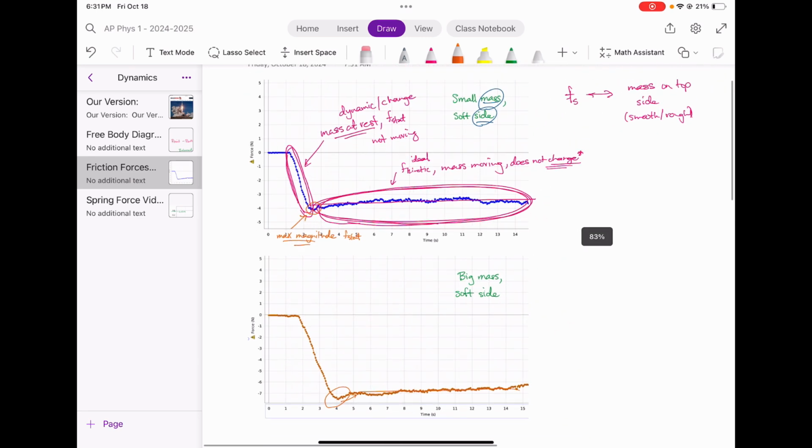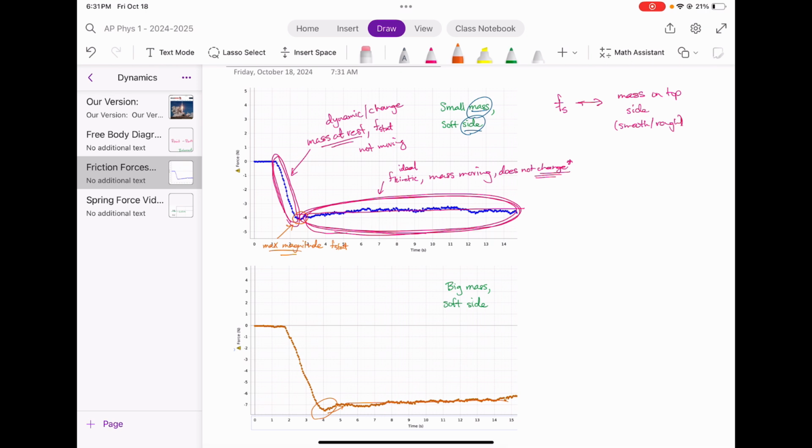So these two graphs are analyzing the force that the sensor reads, except the only thing we're changing is the amount of mass on top. If you remember, here's the friction block, and it was connected to the force sensor right here. This is the friction block, zoom in here.